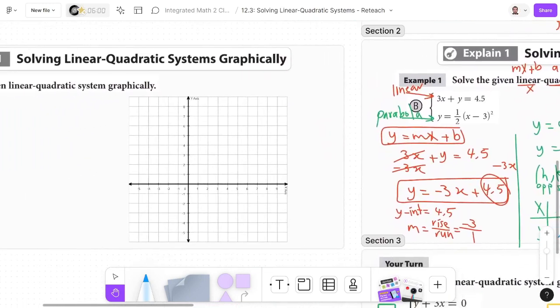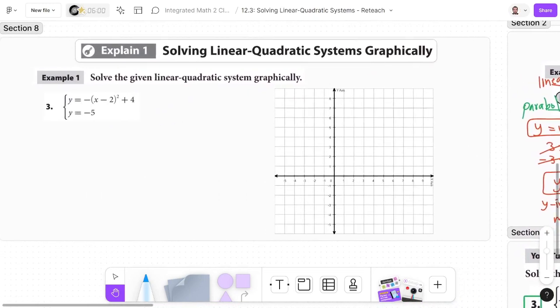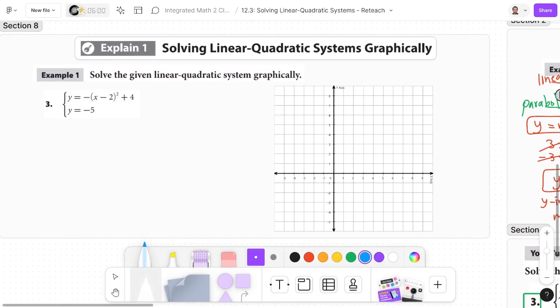But here I have one more question. Let me graph it fast. As you can see here, it's already giving you y is equal to -5. You know this is the y-axis. Where is -5? It's this one. It's just a straight line, so a straight line at -5. Now let's start graphing this one.